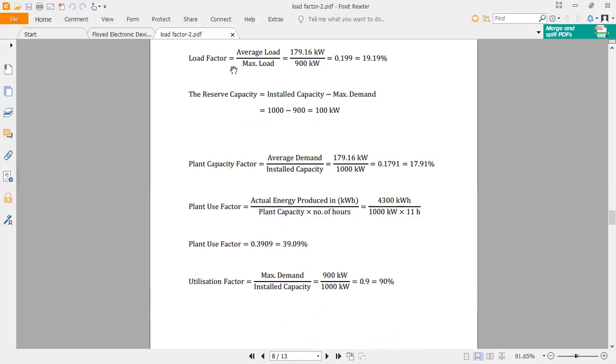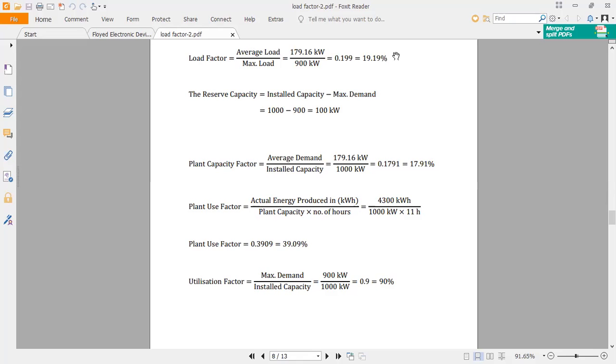Coming towards the load factor, the formula of load factor is average load over maximum load. Maximum load we all know, that is 900 kilowatt, and average load was 179.16 kilowatt. Can anyone tell me how we can find this value? Where does this value come from?